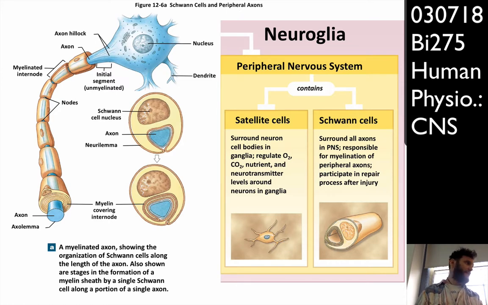So what's a ganglia? Cluster of cell bodies. Cluster of cell bodies in the peripheral nervous system. A little ball of nerve tissue, mini brain, so to speak. And then Schwann cells are the myelination of the peripheral nervous system.